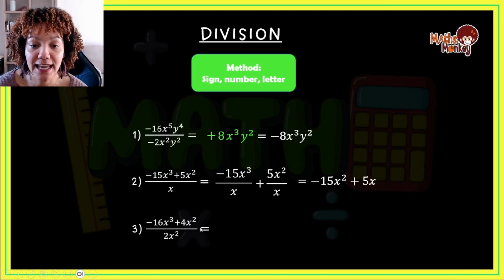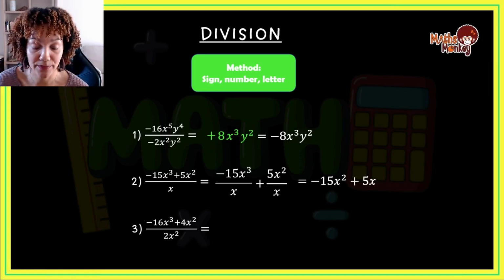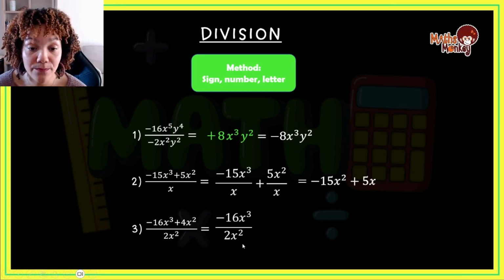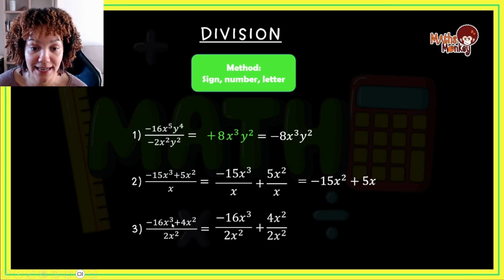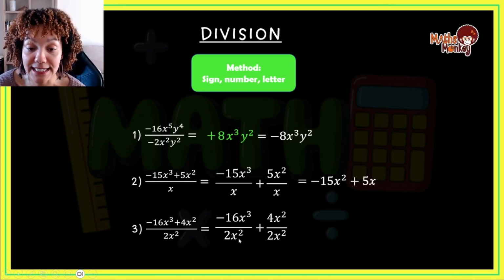So in this case, again, we've got 2 terms and we've got now another 2x squared in the denominator. Right, so again, I take each term and I divide it by the denominator. So look at this. This is the negative 16x3 divided by the 2x squared, and this is the 4x squared divided by the 2x squared here. So I've split this up. Okay, so now I deal with them individually by following the sign, number, letter method.